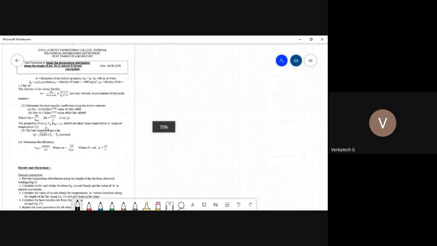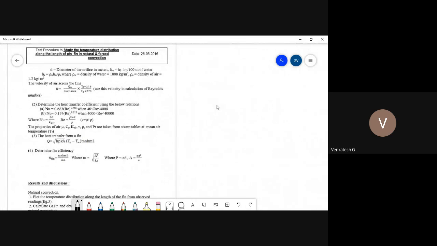Now coming to the remaining calculation. Here we need to calculate this Hw, H1 minus H2 by 100. So it is 52 minus 34 by 100. This is the height of the mercury column, so it is 0.018 meters. Now if you calculate Ha, it is rho w Hw by rho a, the density of water by the density of air. If you substitute these, we are going to get the value as 15.